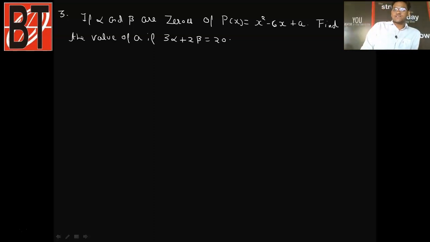Okay, now students, see, many questions can be asked in this way, in which we have to find an unknown quantity in the given quadratic polynomial, and we will be given the relation between this alpha and beta. Okay, but you have to first consider the relationship you studied.